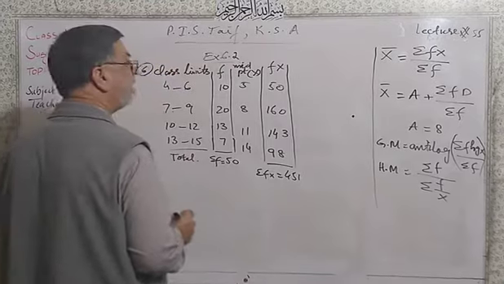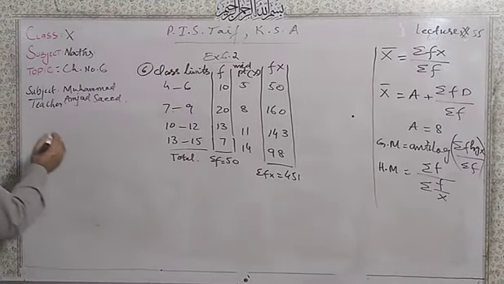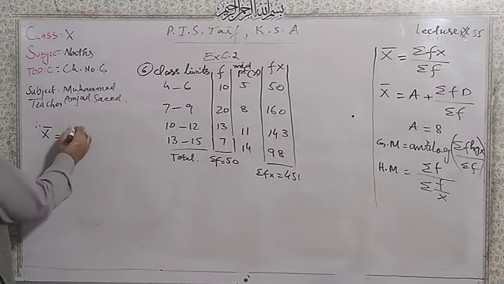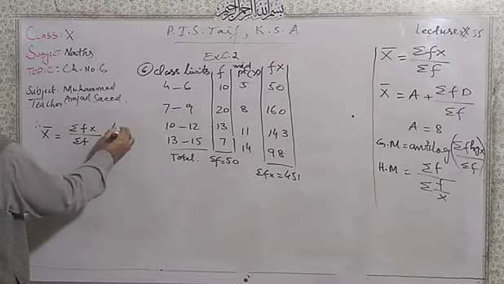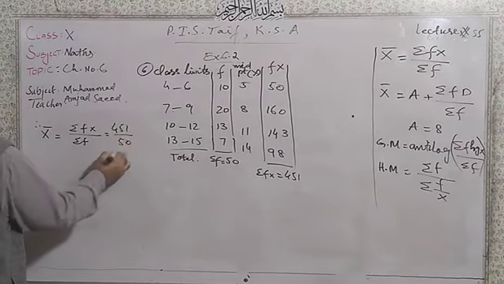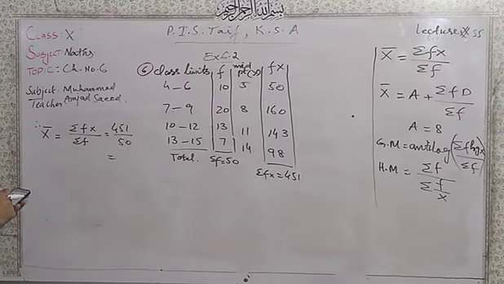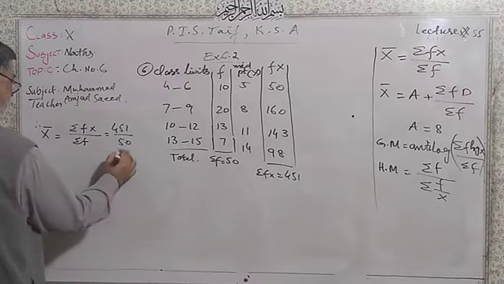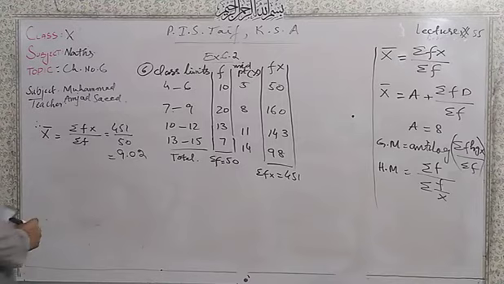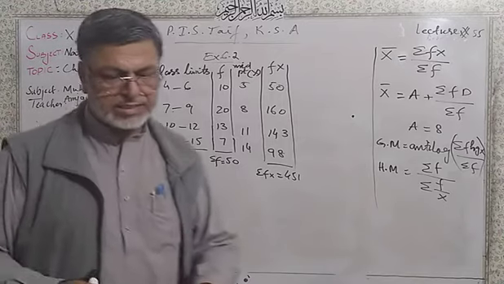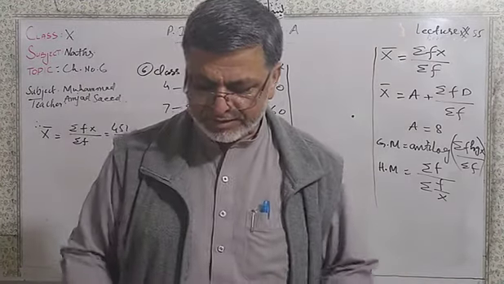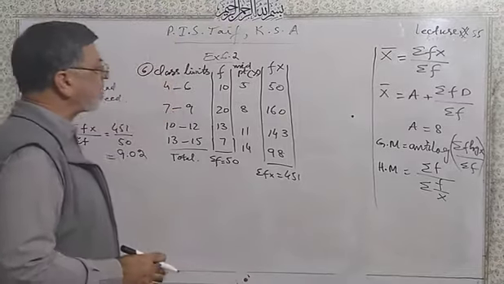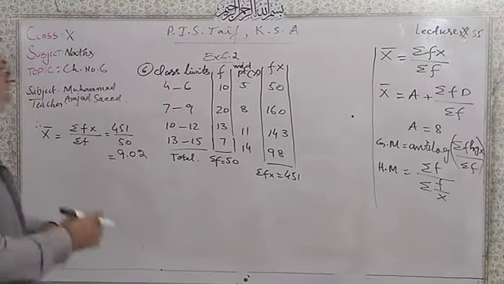Now you will apply the formula. Therefore, x bar is equal to sigma fx over sigma f, 451 over 50. That will be 9.02. Dear students, this is your answer of direct method. In case of indirect method, you must have the same answer.